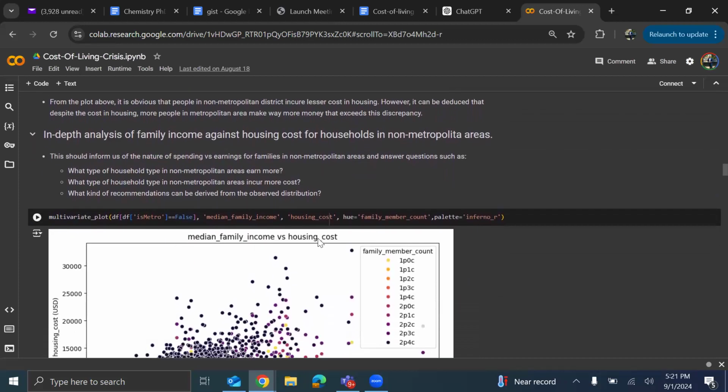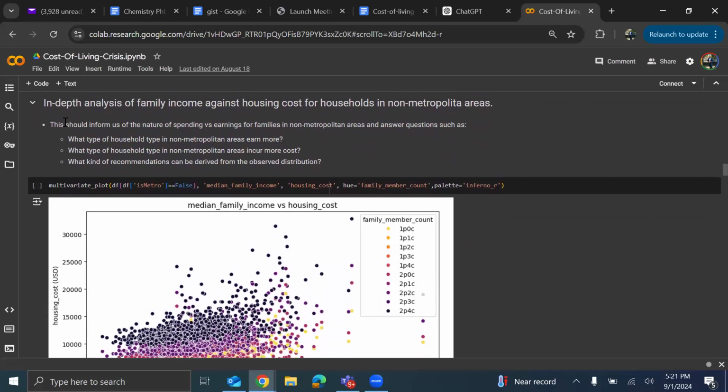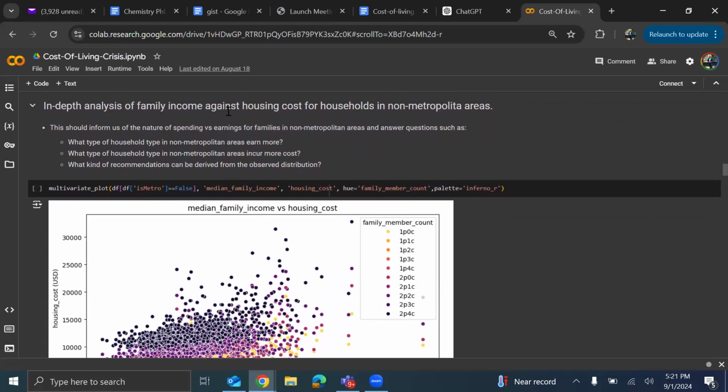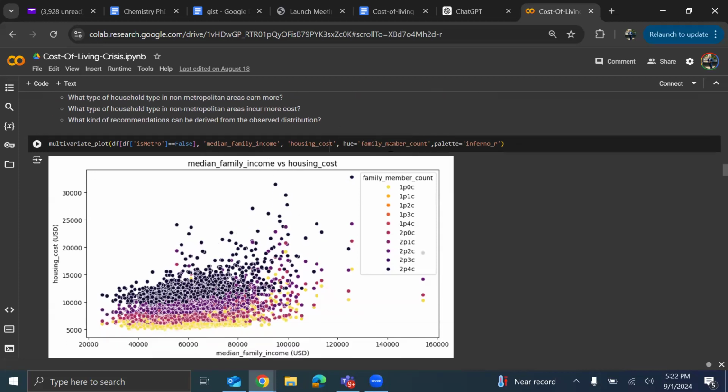Okay, so I changed it. In this case, I'm no longer looking at the housing cost alone. I'm now doing an in-depth analysis of the family income against the housing cost for households in non-metropolitan areas. So now I'm separating it, looking at people in non-metropolitan areas. I want to know how the family member count affects them.